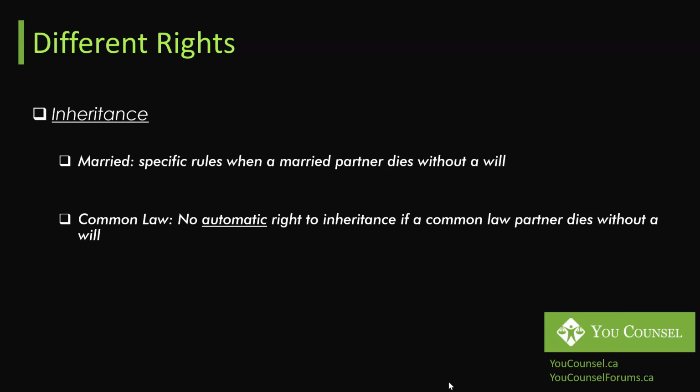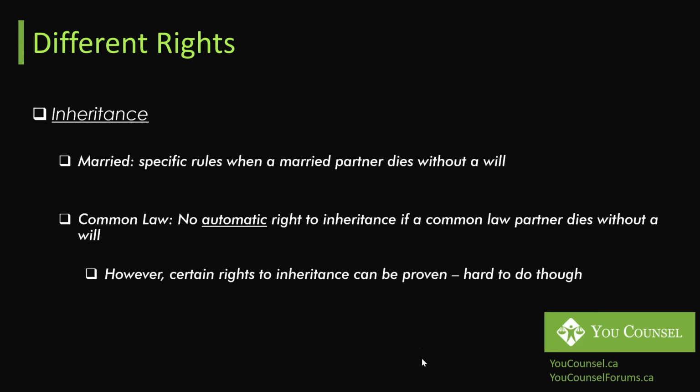There is no automatic right of inheritance if a common law partner dies without a will. So it's an important distinction to note. Now, there are circumstances in which the surviving common law partner may be able to claim certain rights in inheritance. But again, it's a complicated area. It's hard to prove, but it can be done. The point is it can be done in certain circumstances.